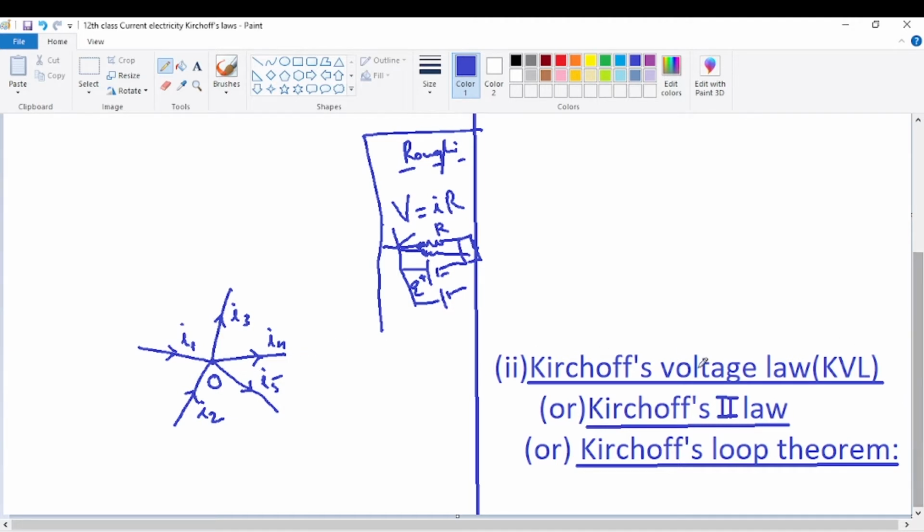So it can be understood like this. Consider that at this point, five conductors are meeting. If it is seen in a magnifying glass, it looks somewhat like this. I'll just draw this in the rough column, only for the sake of understanding. So this is the first conductor, and this is the second conductor. Through the first conductor, current I1 is flowing. Through the second conductor, current I2 is flowing.